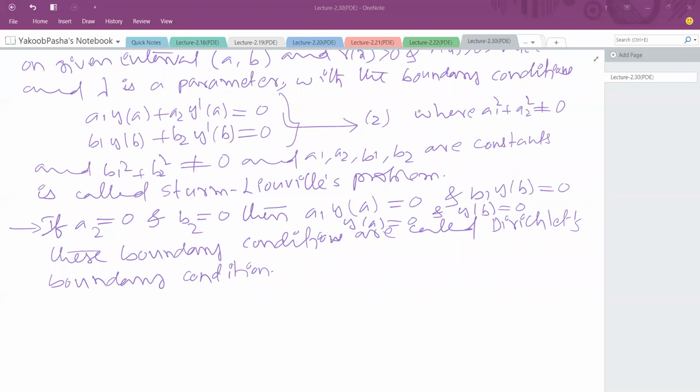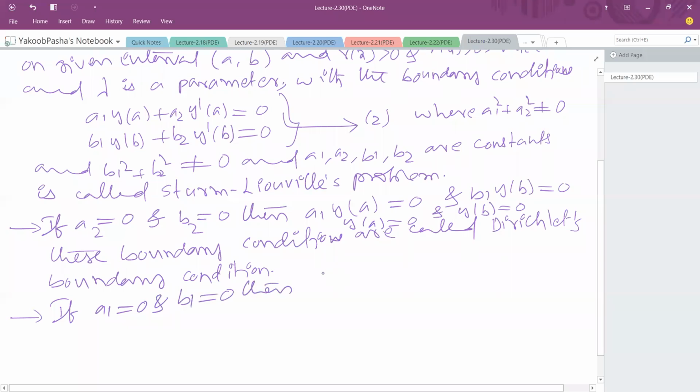In this case, these boundary conditions are called Dirichlet boundary conditions. If a1 is equal to 0 and b1 is equal to 0, then the boundary conditions become a2 y'(a) = 0 and b2 y'(b) = 0. As we know, when a1 is equal to 0, a2 is not equal to 0, so that y'(a) = 0.